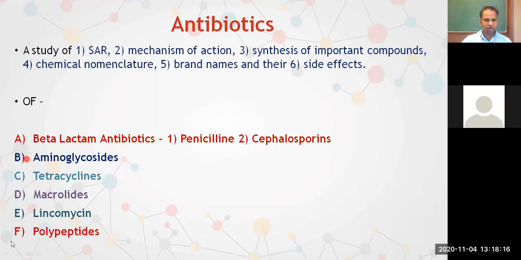And there are these 6 points, but the first three are important. Our first three are the major parts: aminoglycosides and tetracycline, while macrolides, lincomycin, and polypeptides are the smaller units compared to the first. So for all these 6 units, we try to cover the SAR, mechanism of action, synthesis of the compounds, nomenclature, brand names, and the side effects. A few of the things that you can also find out from the literature, like the brand names and the nomenclature for the important compounds.